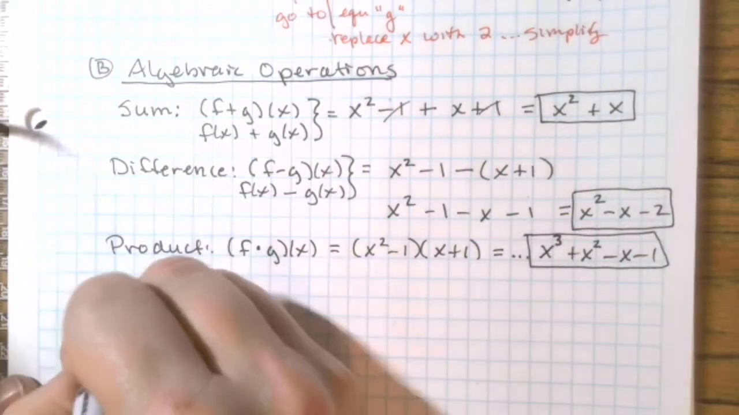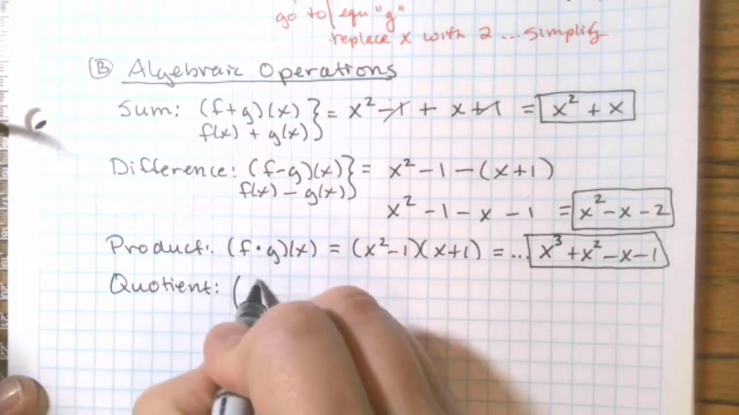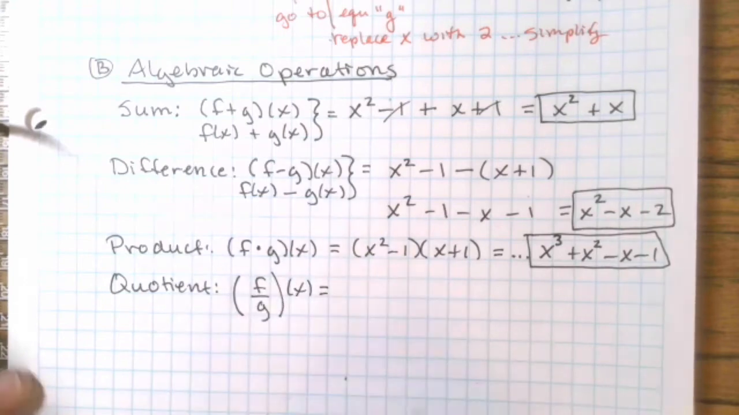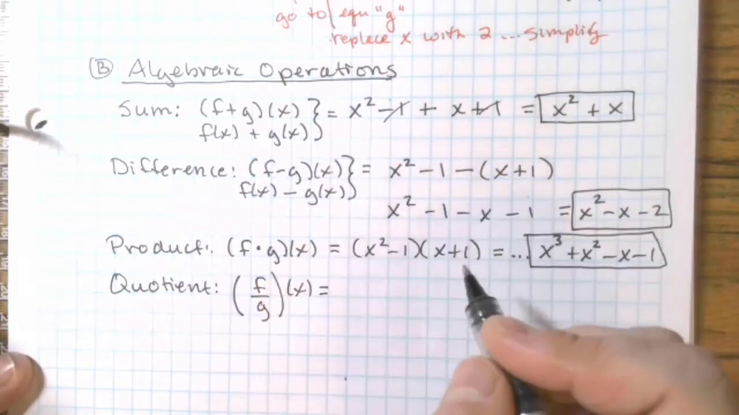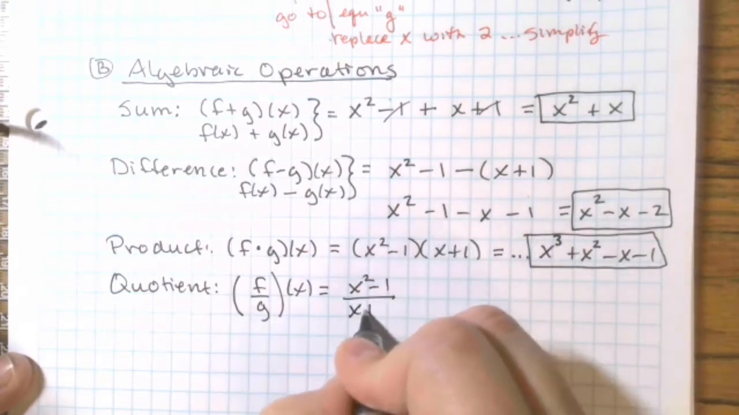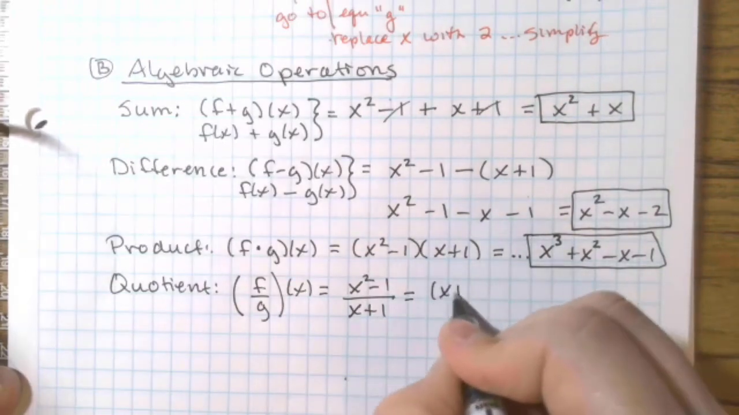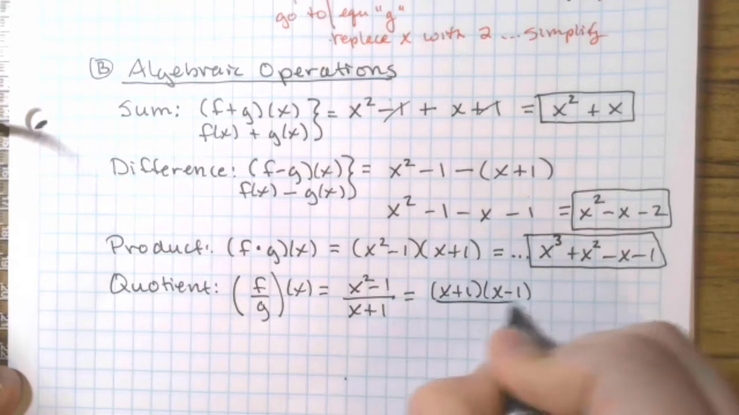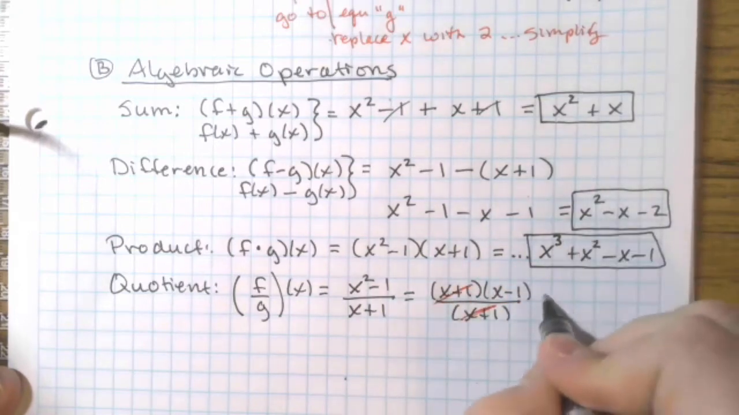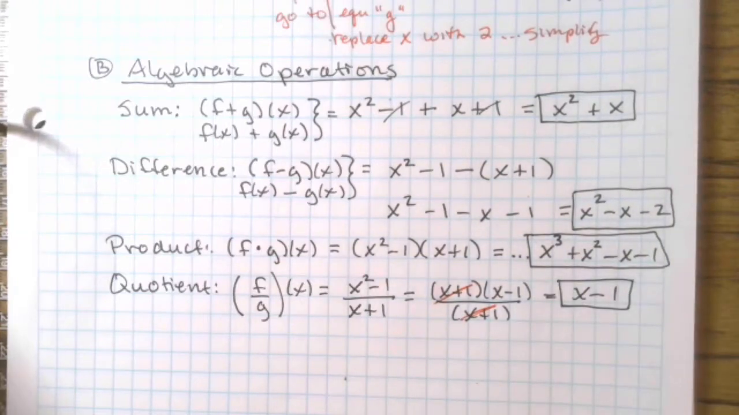Last one, quotient. Quotient is division. So it's usually written f over g of x. So we're going to take f of x on the top, so x squared minus 1, g of x on the bottom, x plus 1, and simplify. X squared minus 1 factors into x plus 1 times x minus 1. So the x plus 1's cancel out, and our answer is x minus 1. All of these are pretty straightforward.